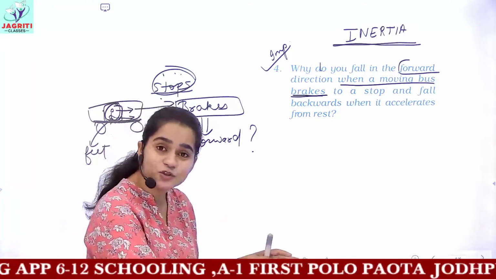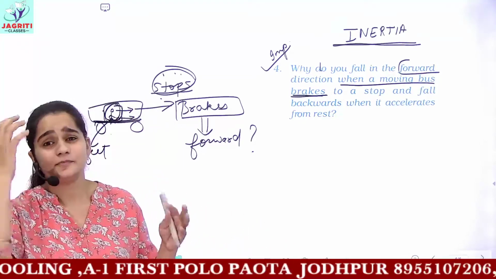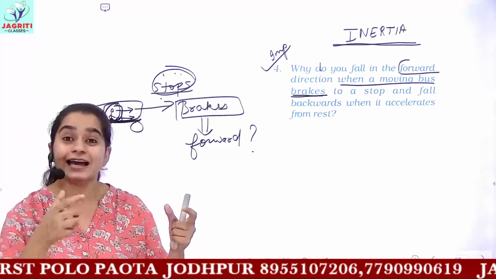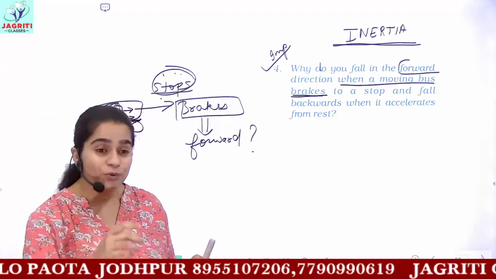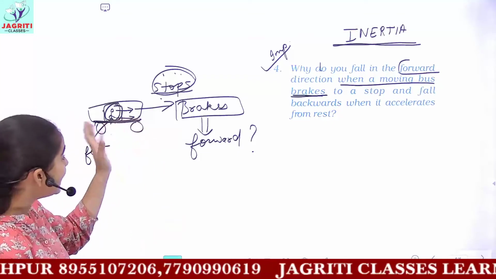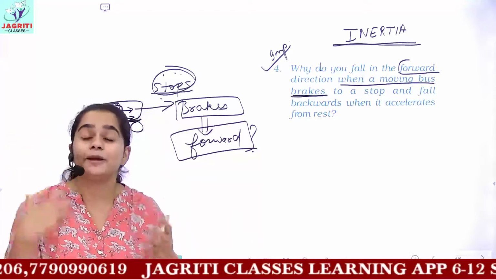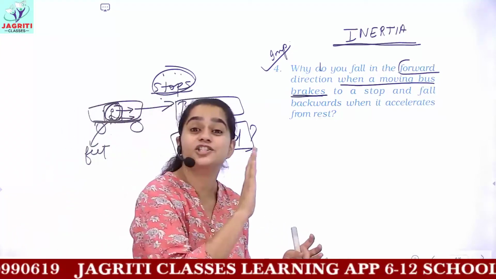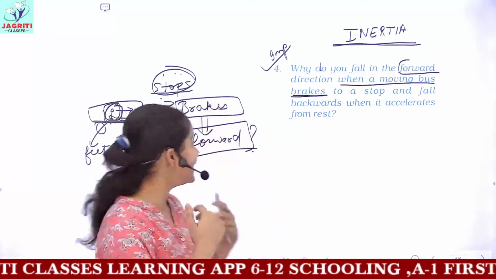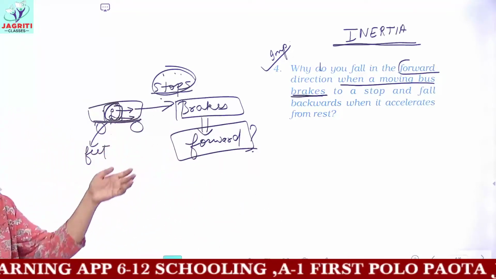When the bus has stopped, the legs of the person stop, and it takes some time for the upper body to change its inertia of motion to the inertia of rest. Due to this time lag between the stopping of the bus and the stopping of the upper body of the passenger, we tend to bend forward, because the upper body tends to remain in the inertia of motion, but the legs are lagging back, so we tend to fall in the forward direction. So this is the answer to the question.